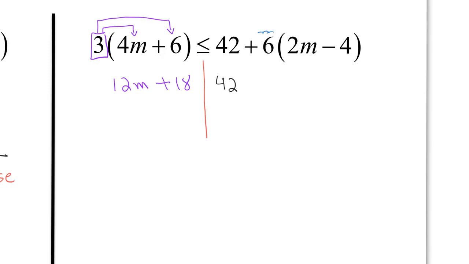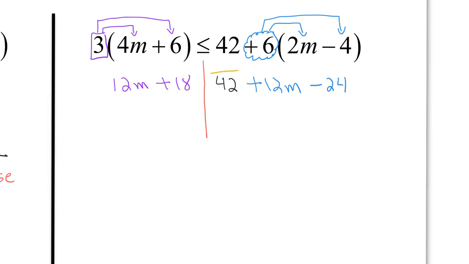And I'm going to multiply the positive 6. Remember, you distribute, you multiply before you add or subtract. So you multiply by the 2m, and that's going to be 12m. And then I multiply the 6 times the minus 4, and that's going to be negative 24. On the left side, you check if you can combine like terms. Those are not like terms. So I go to the right side, and I do have like terms on the right side.